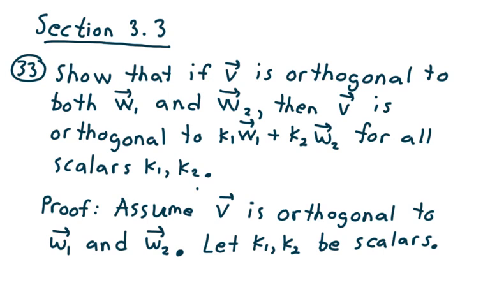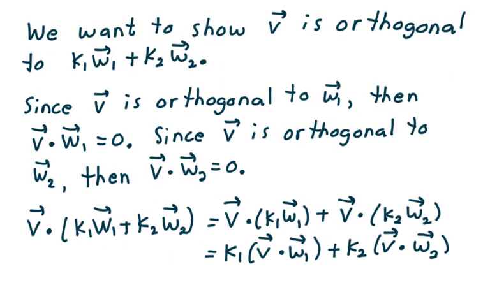So we're going to look at the proof. It says, assume V is orthogonal to both vectors W1 and W2. Let K1 and K2 be scalars, okay? Now, we want to show that V is orthogonal to K sub 1 W sub 1 plus K2 W2, right? So in other words, we want to show V is orthogonal to the linear combination of W1 and W2.